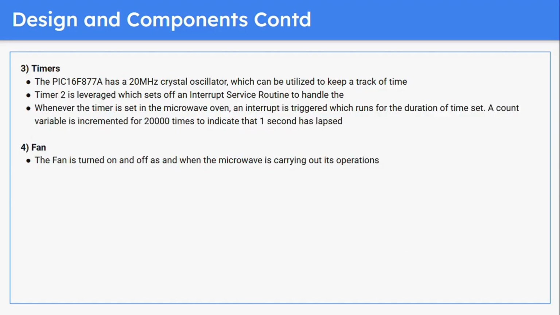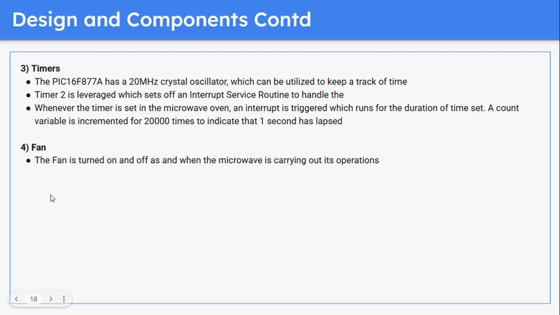The next component I've used is timers. The PIC16F877A has a 20 MHz crystal oscillator which can be used to keep track of time. The timer is leveraged, which sets off an interrupt service routine to handle the time. Whenever the timer is set in the microwave oven, an interrupt is triggered which runs for the duration of the time set. A count variable is incremented 20,000 times to indicate that 1 second has elapsed.